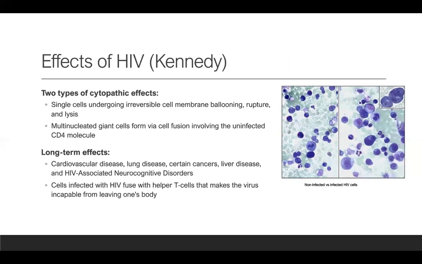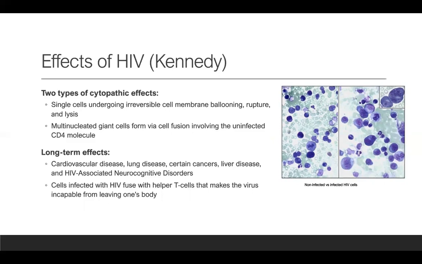Many of the severe symptoms and illnesses of HIV disease come from opportunistic infections that occur because your body's immune system has been so severely damaged. HIV causes 2 types of cytopathic effects that were seen when studying HIV-infected human brains. The cytopathic effects include single cells undergoing irreversible cell membrane ballooning, rupture, and lysis, and multinucleated giant cells form via cell fusion involving the uninfected CD4 molecule.